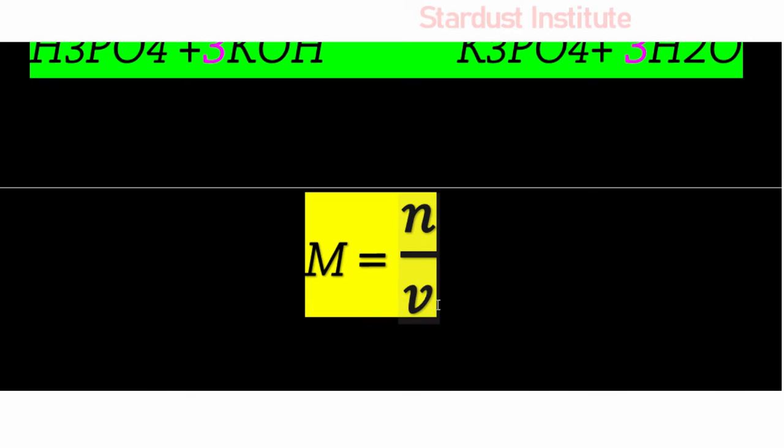M equals n divided by V. We used this formula in our molarity videos. If you want, you can watch them. M equals n divided by V, where M is molarity, n is the number of moles of solute, and V is the volume in liters of solution.